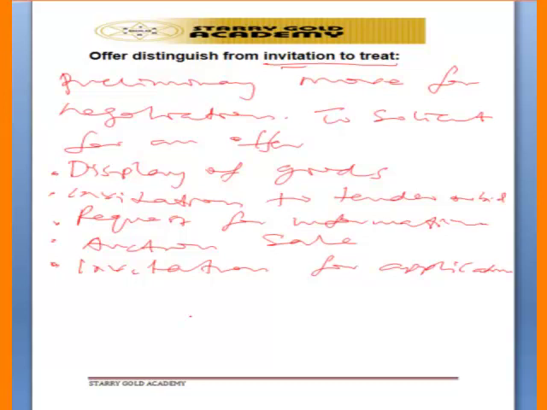It's just like the case of Fisher versus Bell, where a shop owner displayed a flick knife in his shop window. So now the issue is whether he could be held to have offered the same for sale and then be liable for contravening a statute prohibiting the sale of knives. And the court held that the display was nothing but an invitation to treat.